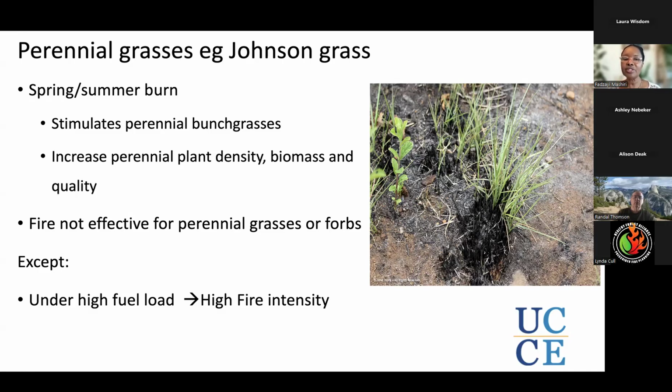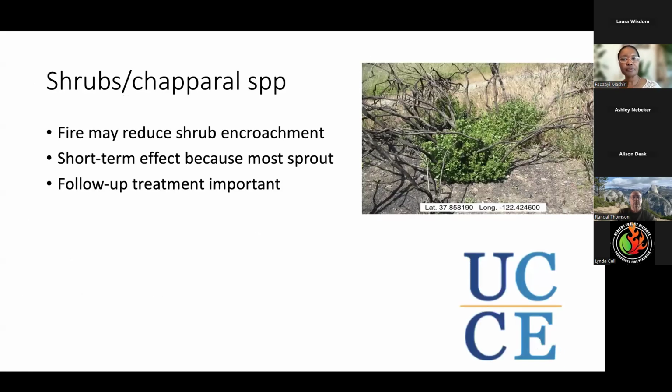But the disadvantage with burning, using very high intensity fires, is that you actually also compromise the organic matter that is in the soil, which could reduce the success in the seeding efforts that can come afterwards.